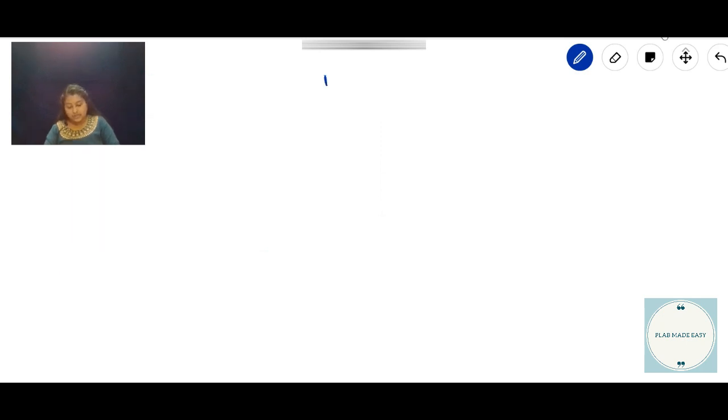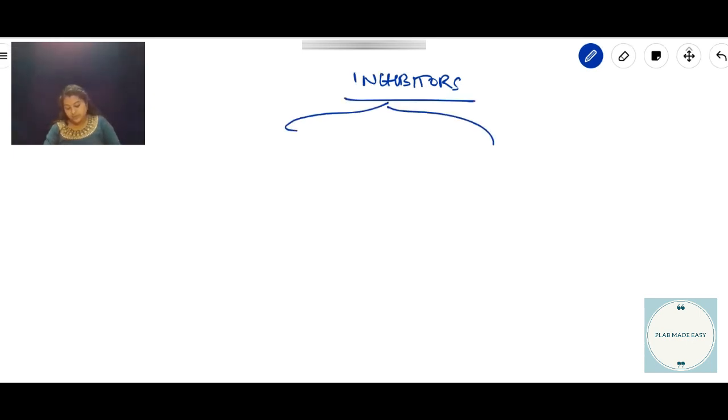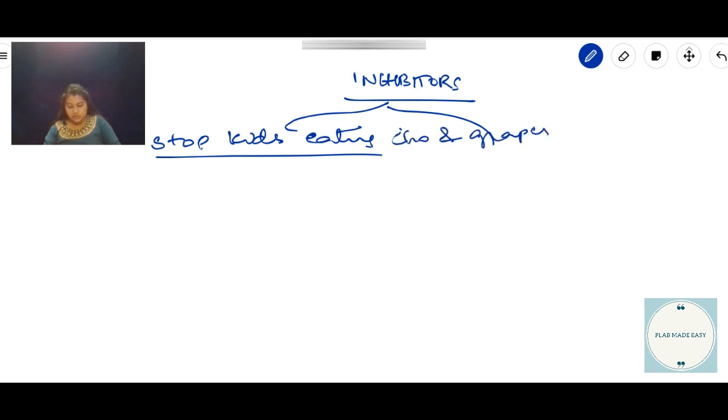Now let's go to P450 inhibitors. For inhibitors, you should write down the entire name for the mnemonic. The mnemonic for inhibitors is stop kids eating cholesterol and grapes. See, inhibition, so you are stopping them from doing something. Stop kids eating cholesterol and grapes, which leads to increased acidity, and so they need to take an antacid, that is mostly a PPI. So that is the mnemonic.